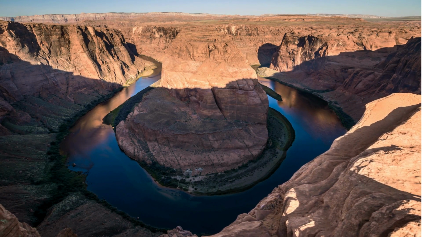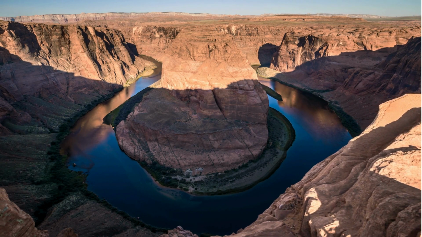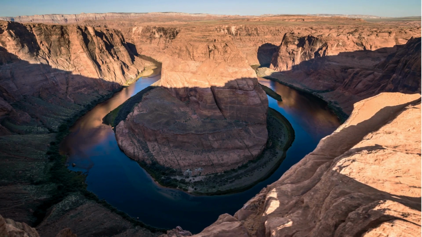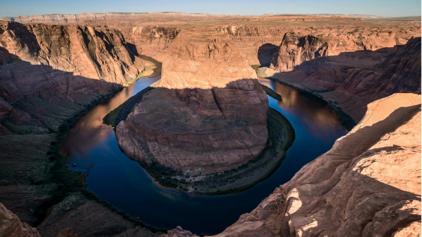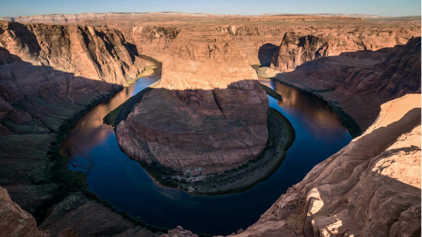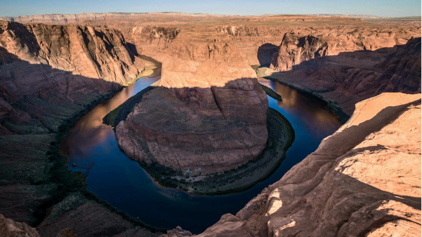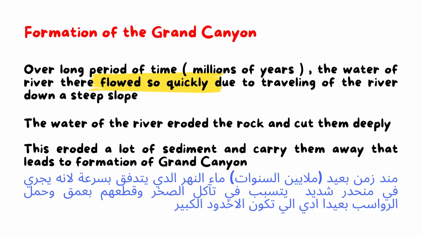So the Grand Canyon has steep sides, very large and steep sides. It has a river at its bottom, and it has many layers of rocks. The formation of the Grand Canyon started millions of years ago, from a very long period of time. Millions of years ago, this Grand Canyon started to be formed.